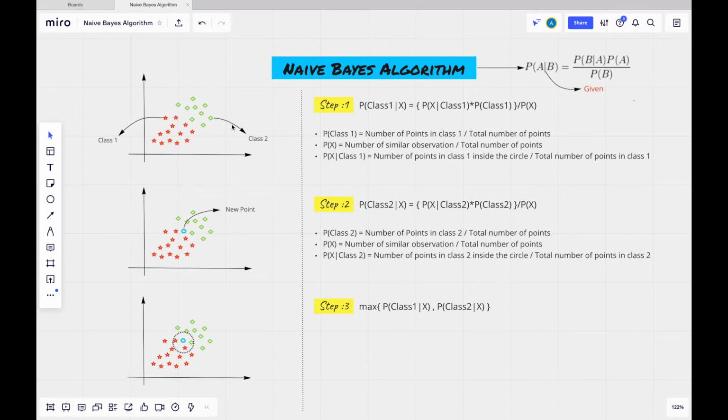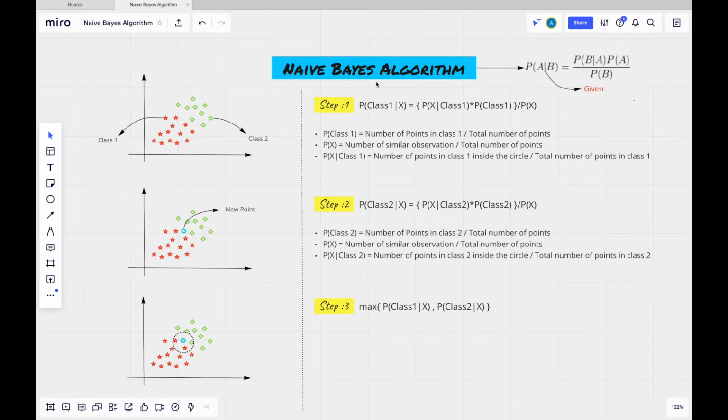So over here you can see we have two classes. It is a 2D coordinate, and over there we have distributed two types of classes. One is red and another one is green. Now one new data point comes. We have to classify whether this point will be a class 1 or a class 2 point. In order to evaluate this point, we'll see one formula.